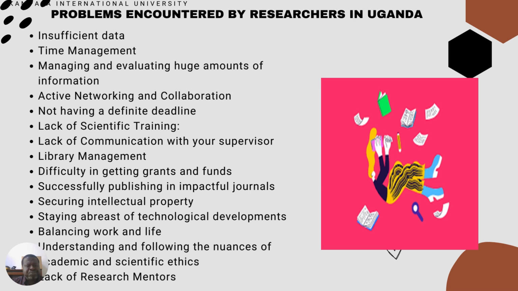Then some of us don't stay abreast of technological development. Today we talk about artificial intelligence, using chatbots like ChatGPT in research, but most of us in developing countries, especially in Uganda, don't even know about it. How do we use such new technologies in research? It becomes a problem. Now, what of protecting our intellectual property? You develop a research, and then you need to patent it and protect it so that people will not copy it. It becomes a problem when we don't know how to do it.